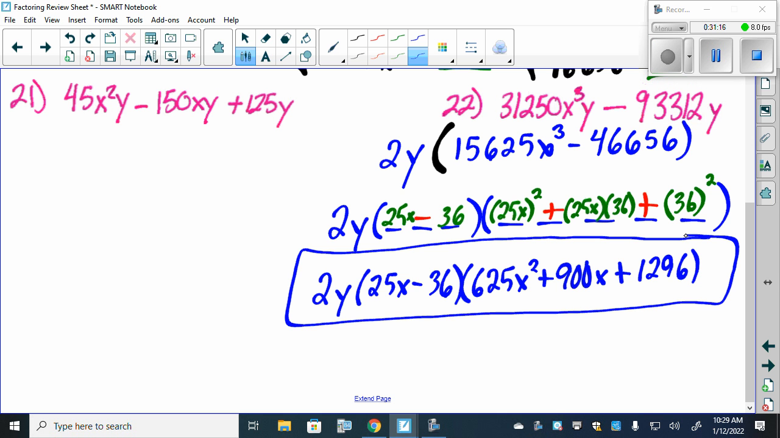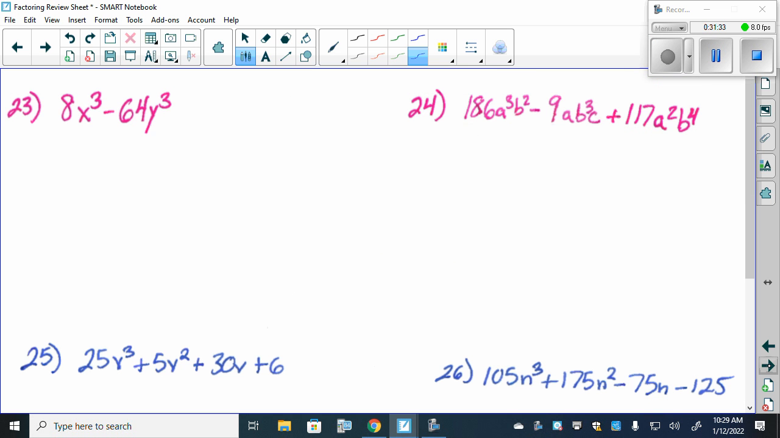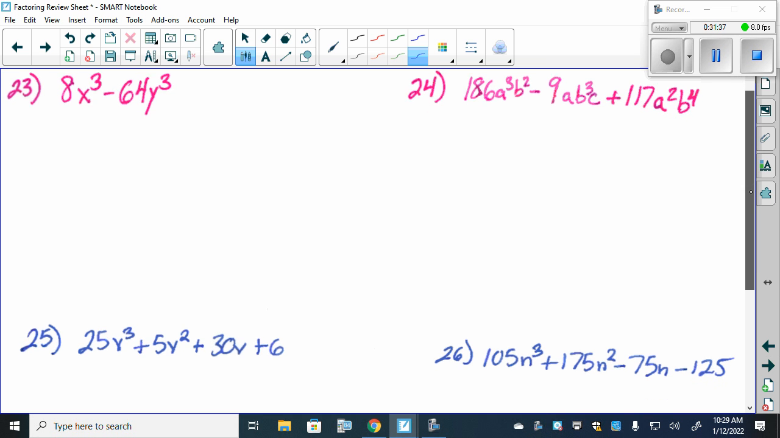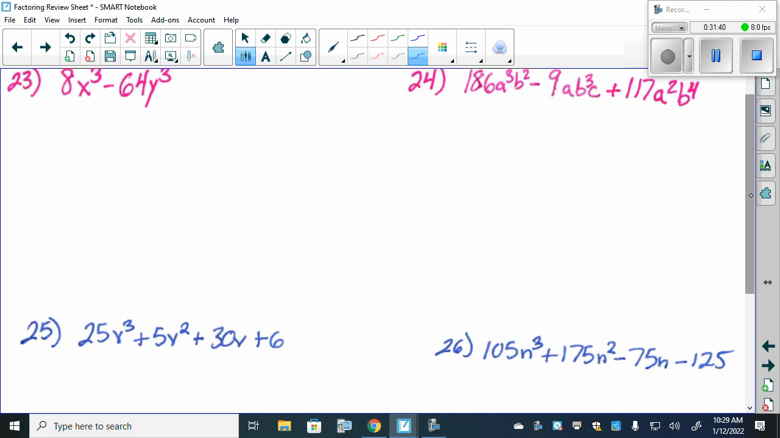So any questions on these here, on this one here? It worked out, but we had to pull out 2y first. Any questions on any of this here? Any questions on 23, 24, 25, or 26?